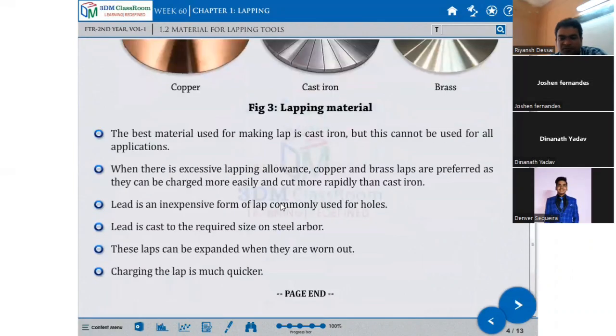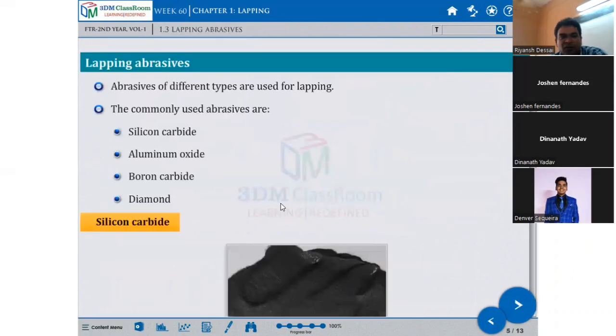You have to keep in mind on the lapping process. So lapping abrasive is the next subtopic. What are the different lapping abrasives used to do the lapping operation? Lapping abrasive, different types used for lapping.